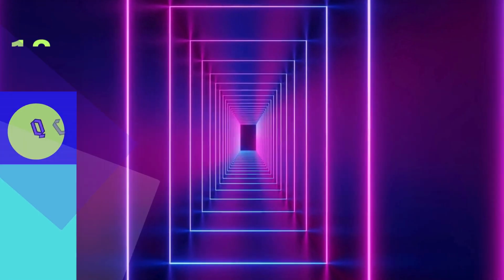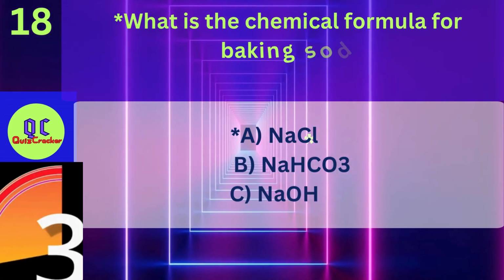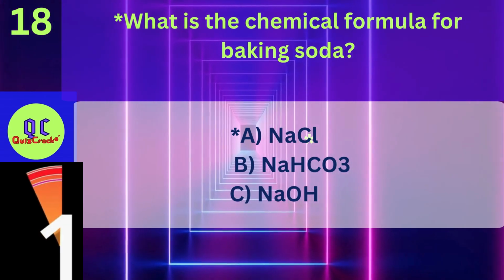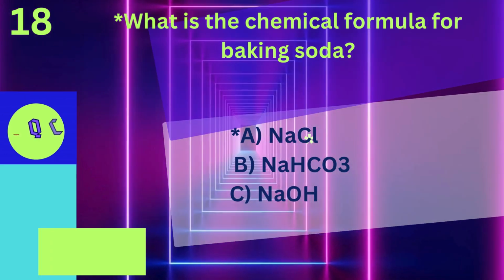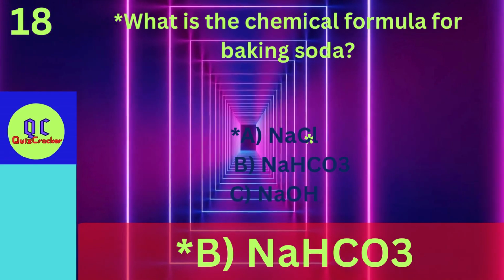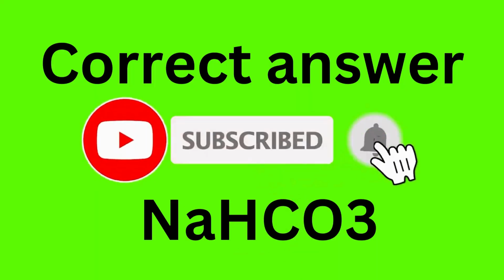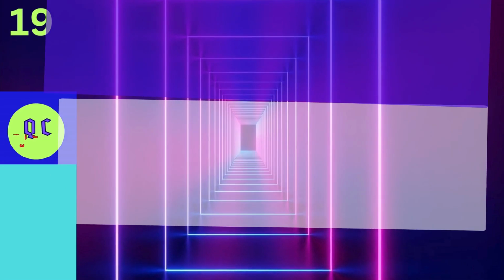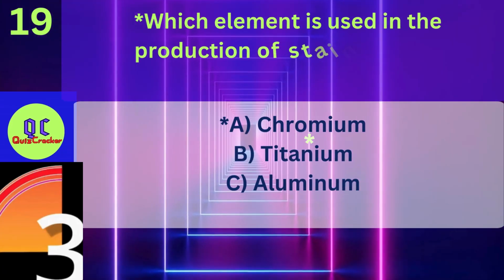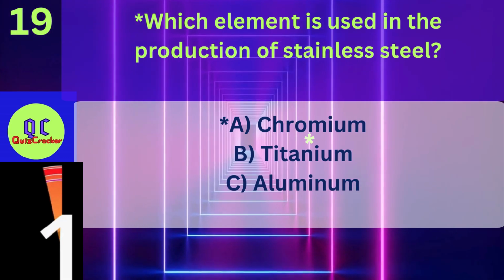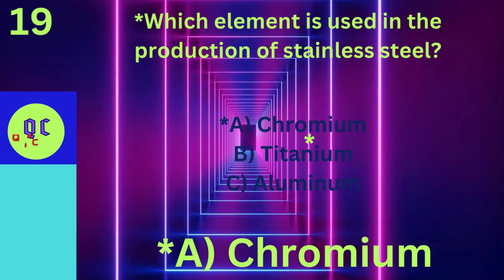What is the chemical formula for baking soda? A. NaCl. B. NaHCO3. C. NaOH. Correct answer, B. NaHCO3. Which element is used in the production of stainless steel? A. Chromium. B. Titanium. C. Aluminum. Correct answer, A. Chromium.